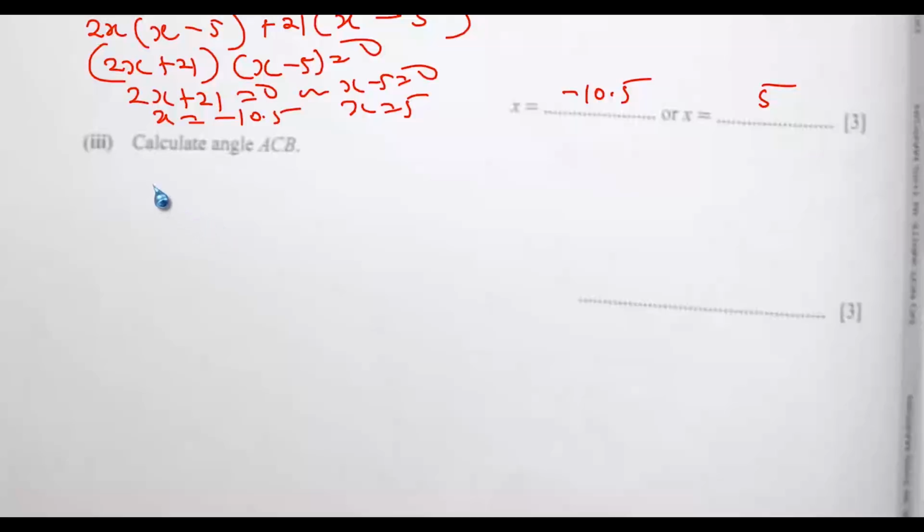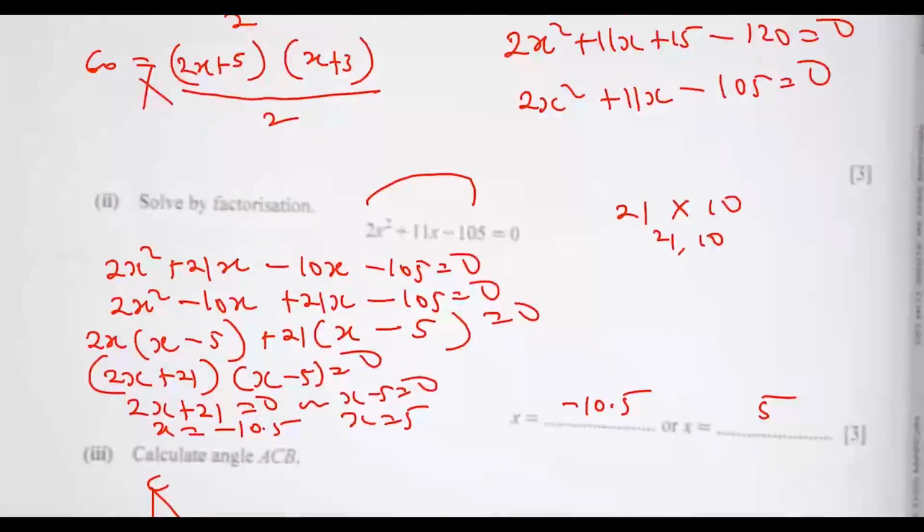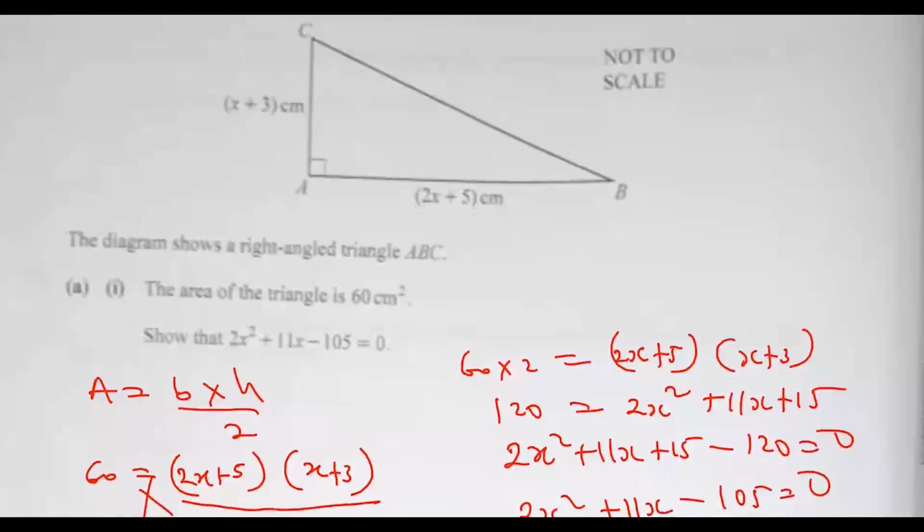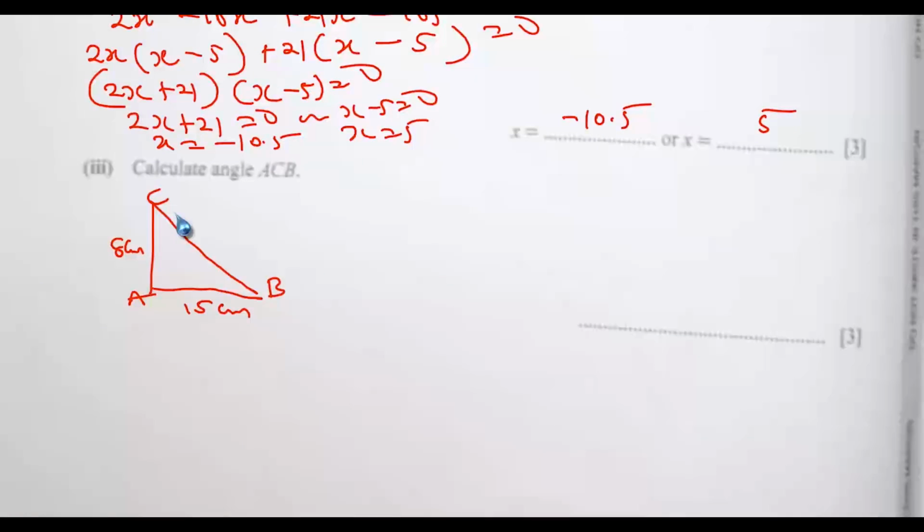So let me draw the triangle again. You have something like this. If you key in the value of x, the base will be 15 centimeters and the height will be 8 centimeters. Let me label this as A, B, and C as given from the diagram up here, in that order. So we need to find this angle. This is angle ACB, and we can put theta here.